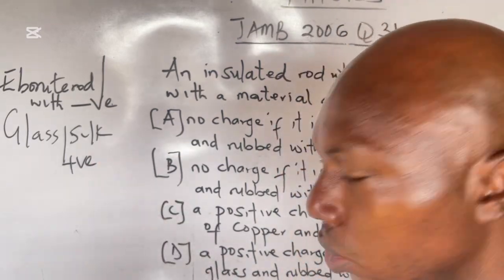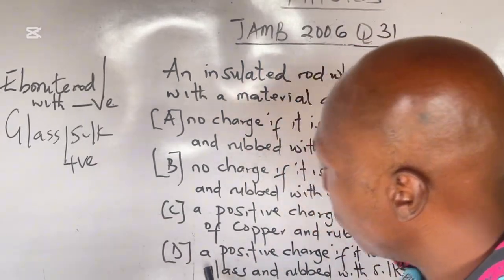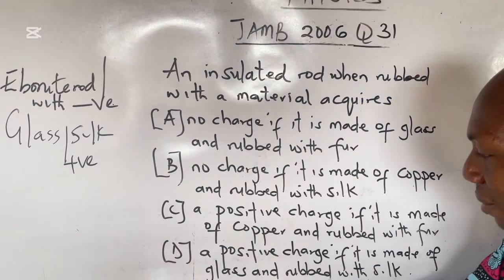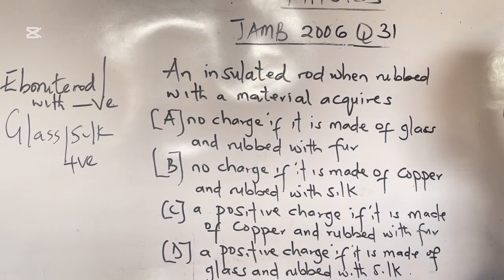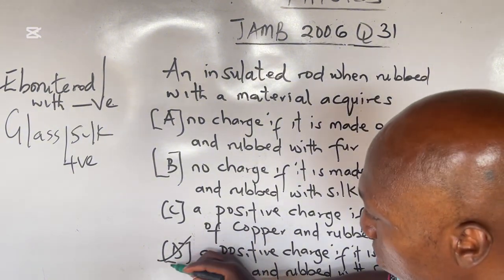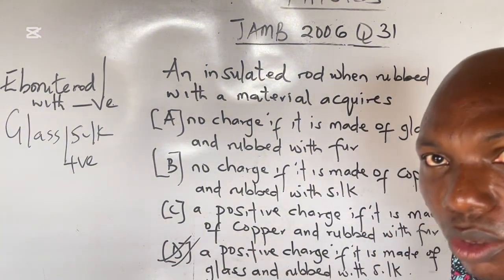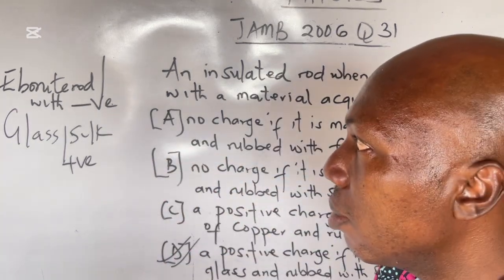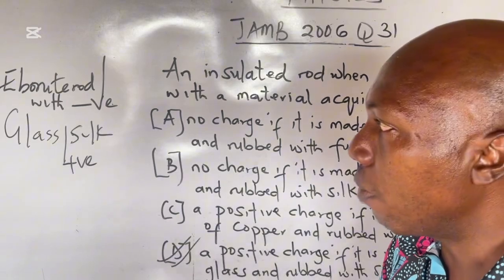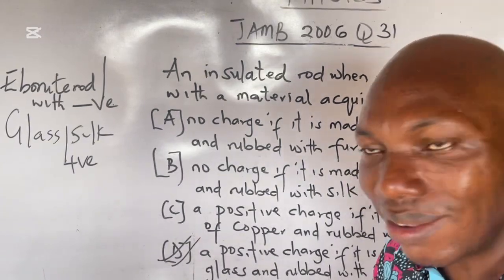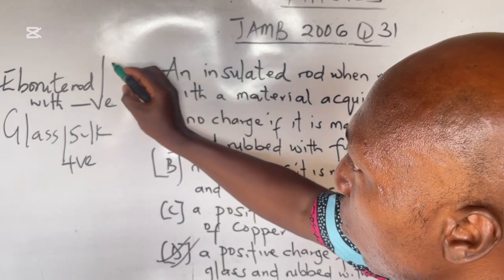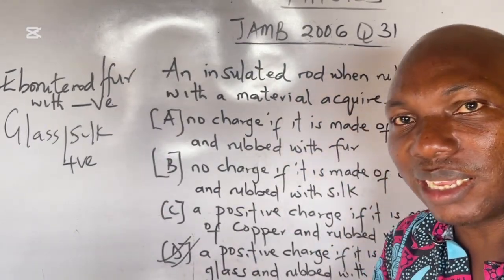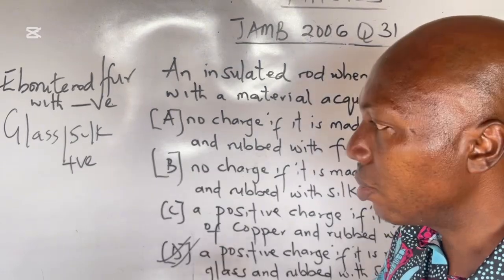So let's go through the options. Option D, a positive charge if it is made of glass and rubbed with silk. That is this option. All other options are trying to test our knowledge, if we can identify ebonite rod and fur, glass and silk. So ebonite rod with fur, glass with silk. Ebonite rod gives negative charge. Glass and silk give positive charge.